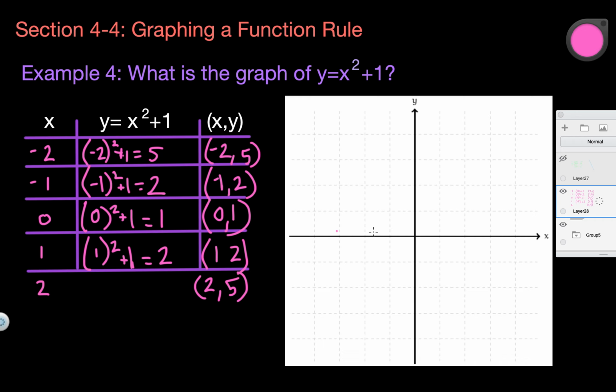Negative 2, 5. I have negative 2, 1, 2, 3, 4, 5. So I'm right down here. I'm sorry, that is wrong. It's positive 5, so I'm up here. Negative 1, 2, right here. 0, 1, right here. 1, 2, up here, and 2, 5, up here. So whenever I have a squared, it's always going to be in this U shape. Okay? So it comes down and it goes back up.